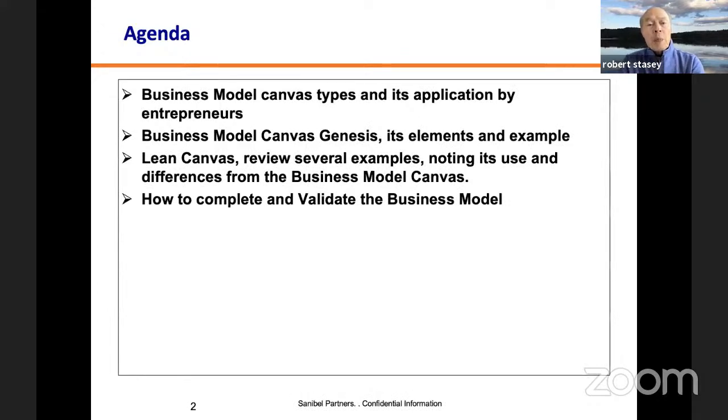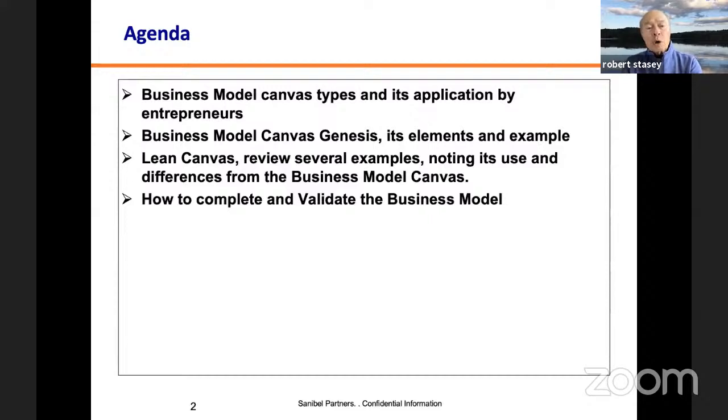Our agenda basically is going to look at it more from the view of an entrepreneur in terms of how to build their business model and how they can refine it so that it's going to deliver its expectations in terms of receiving funding. We will also go through its genesis. It goes back a few years.